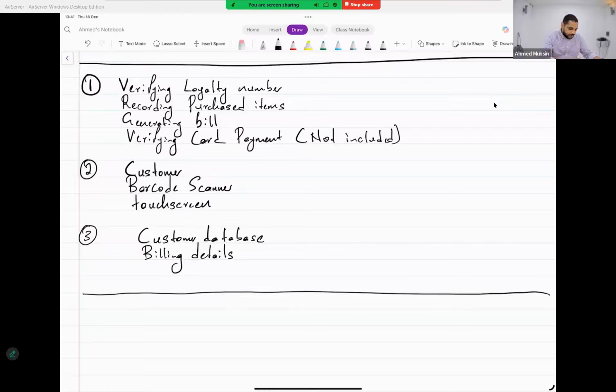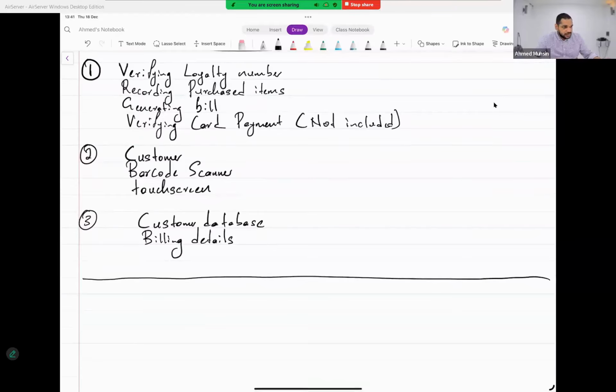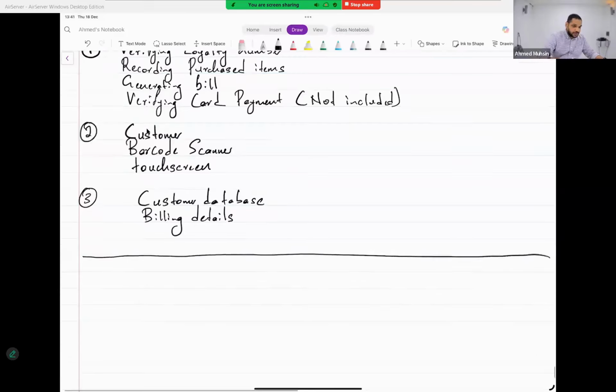Okay, so everybody, let's draw our process. Shall we start off with the process of verifying loyalty number? That's the first thing Keels asks, you know. So process number 1 that Keels self-checkout does with you is verifying your loyalty number. Process number 2 is recording what you have purchased, and process number 3 is giving you a bill. We said we are purposely ignoring the card payment part, because it's our first time drawing it.